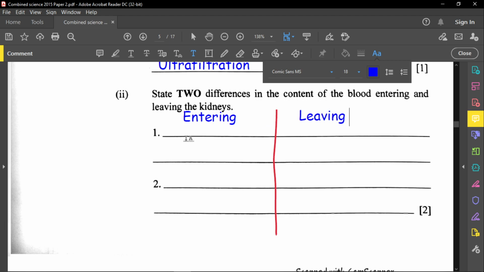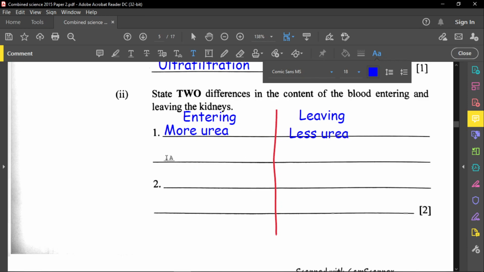And so what is entering the kidney right here? For one, we could have more urea entering, and what is leaving, we have less urea. So the first thing to think about with the kidney is urea, because remember the kidney will take urea out of the blood. So you have less urea leaving the kidneys.